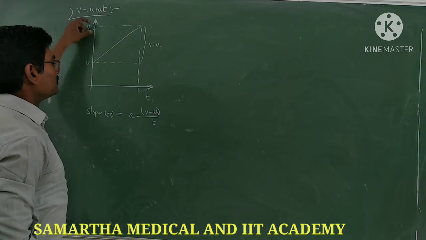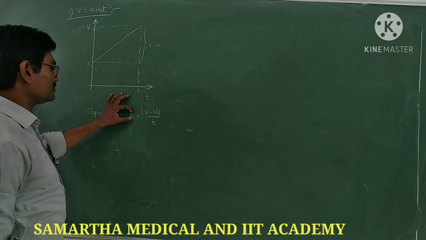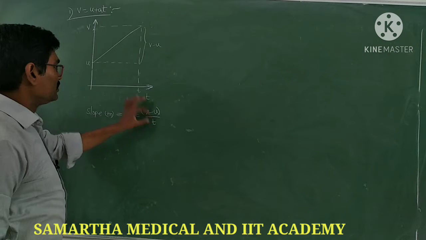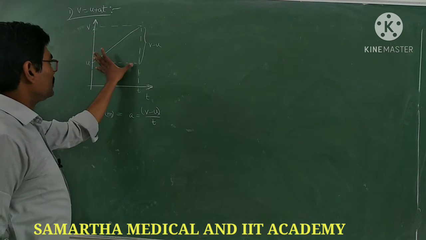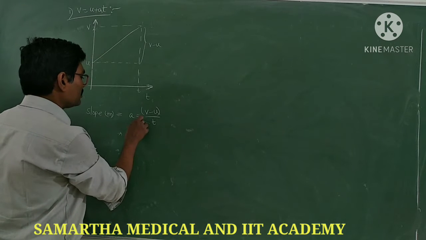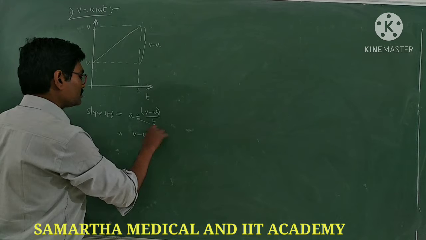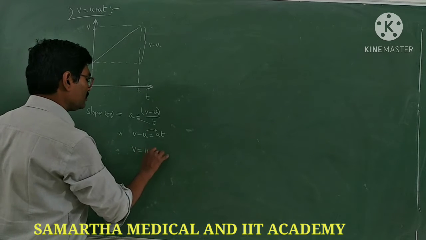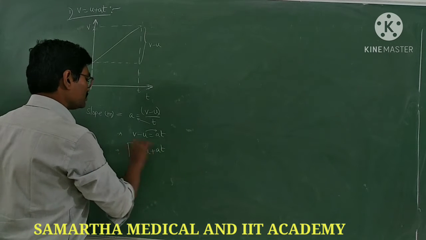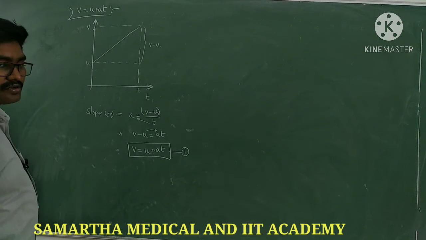So what does the velocity-time graph slope give? Change in v by t, acceleration only. So acceleration a is equal to v minus u by t, opposite side by adjacent side for this slope. Now cross multiply it: v minus u is equal to at. You send this to the right side, so v is equal to u plus at. So this is the expression, the proof for v is equal to u plus at.